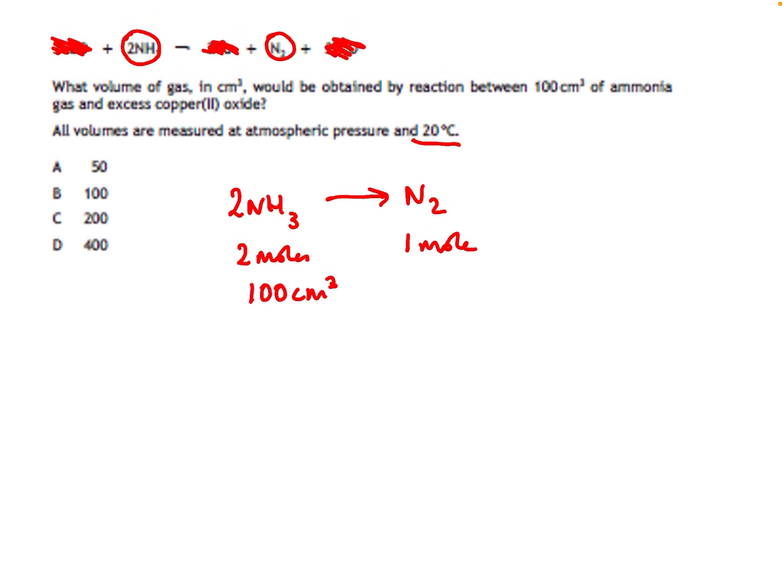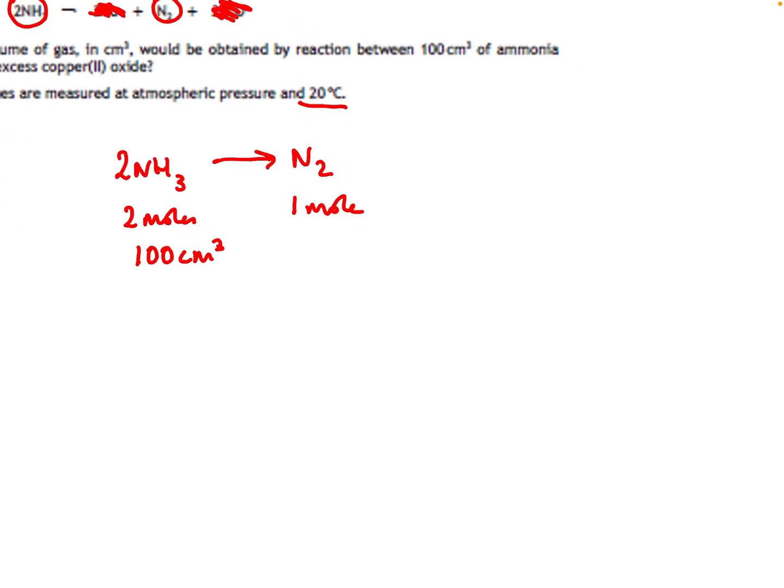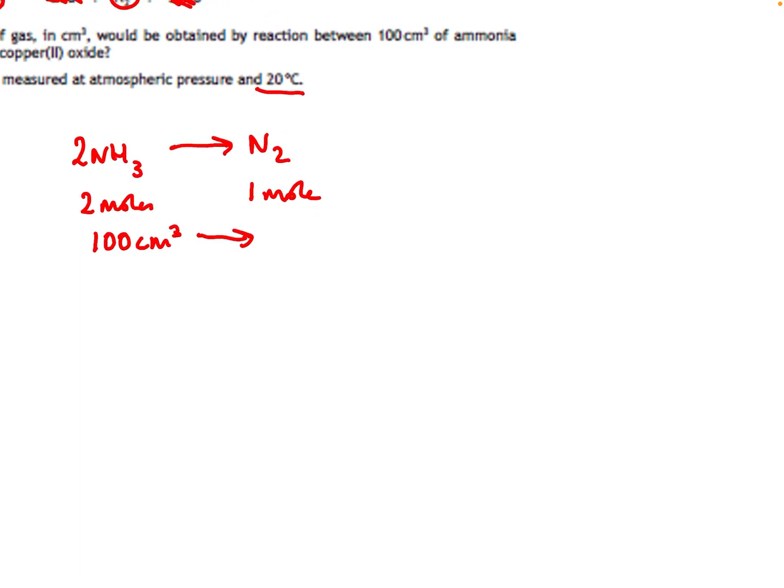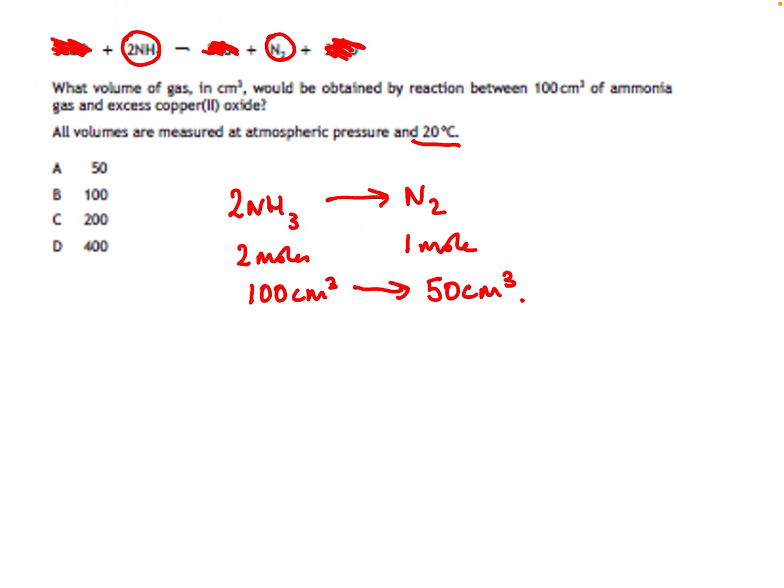we can use the fact that all gases have the same molar volume, i.e. 24 litres per mole of gas at about 20 degrees Celsius. It doesn't matter which gas it is, we can use these ratios to help us by comparison. So if I've got 2 moles and that's 100 centimetres cubed, then 1 mole of nitrogen must be half that volume, which is going to be 50 centimetres cubed. So these are called reacting volumes.